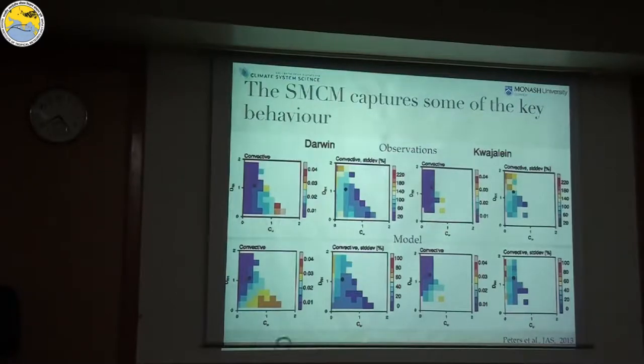So these are the observations at the two sites. Let's focus on the Darwin side. This is slightly more interesting. And these are our model predictions. So this is the mean area fraction as a function of vertical motion and dryness. And you can see that we can in principle reproduce this diagonal evolution: moister and more ascending leads to more convection, more area of convection.